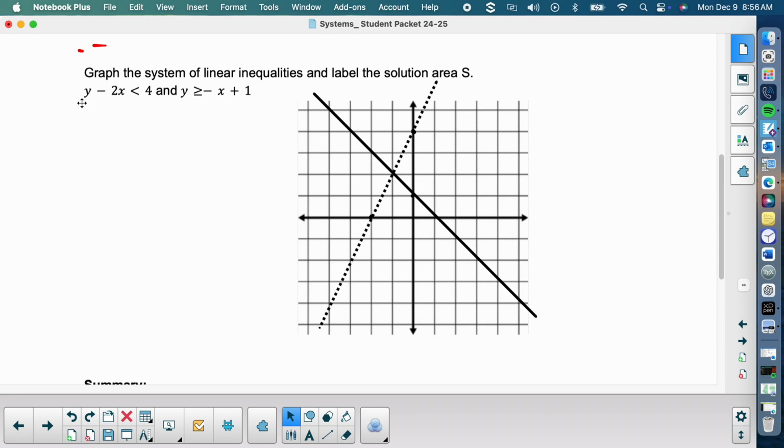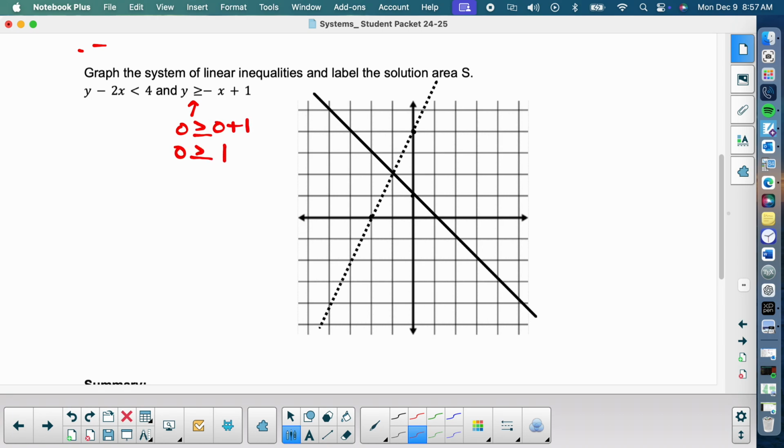Okay, so what did you do for that second one, which would have been correct? For the second one, I shaded above it. Okay, you shaded above because it says greater than. Perfect. If you do 0, 0, this would be false. So 0, 0 is false. That means I shade the other half, which on this one is above.